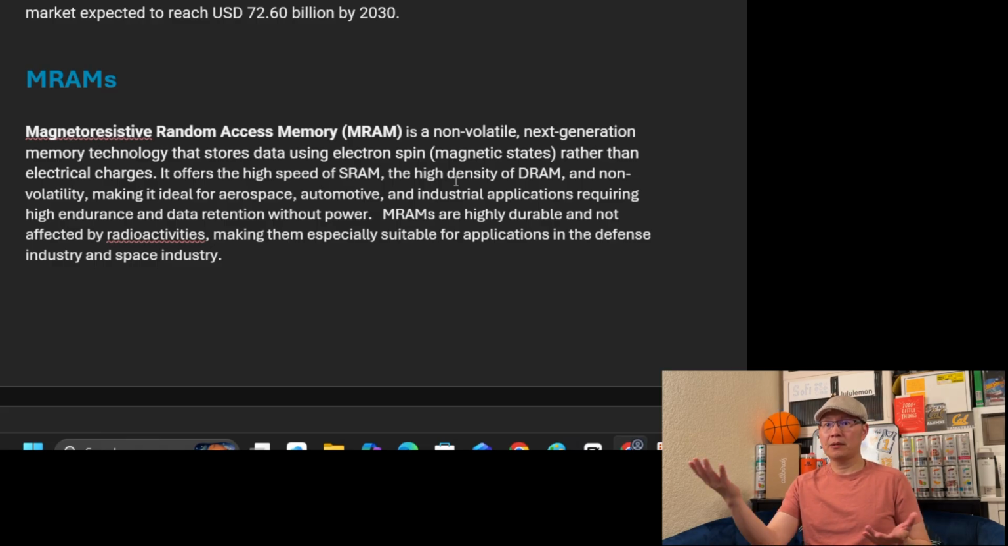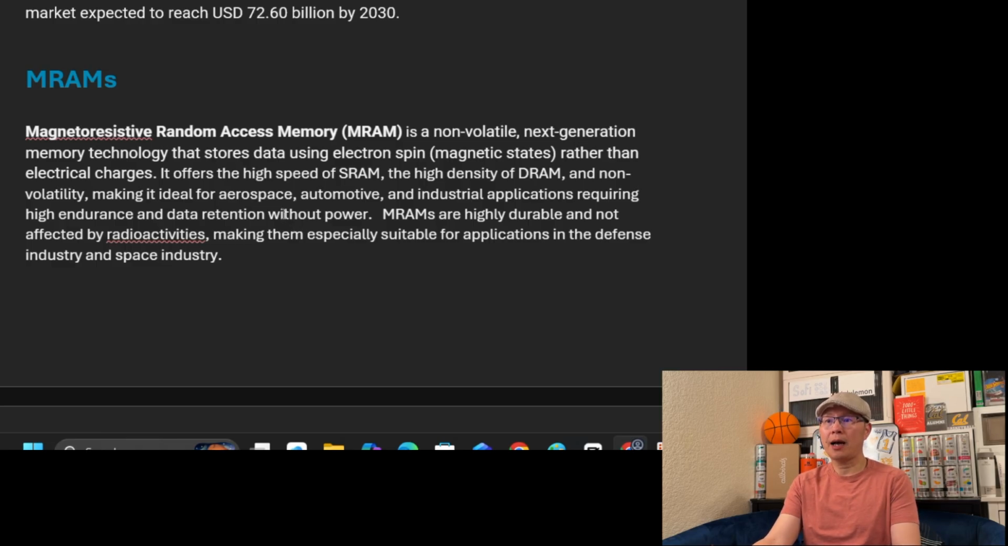If your missile suddenly, the memory is lost or compromised for some reason, then it's not functioning correctly, and it may misfire. It can hit other targets that are not intended and cause, you know, unwanted consequences. For example, data retention without power.